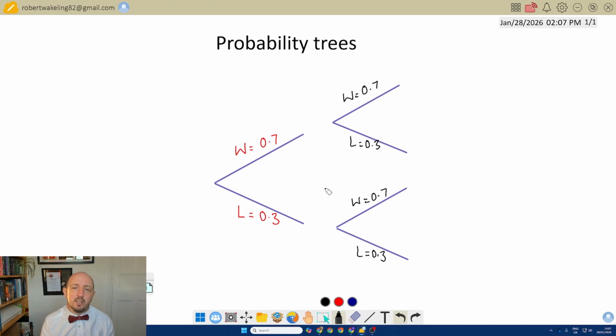On occasion, it will say in the question, if you win the first game, then the chance of you winning might change. Let's say it goes up to 0.8 because you're more confident and you're on a roll or something like that. Then our loss would have to change to 0.2 to keep it adding up to 1. And if you lose your first game, the chance of you winning might drop to, say, 65%, 0.65. And so your losing probability would go up slightly. So 1 minus 0.65 is 0.35.